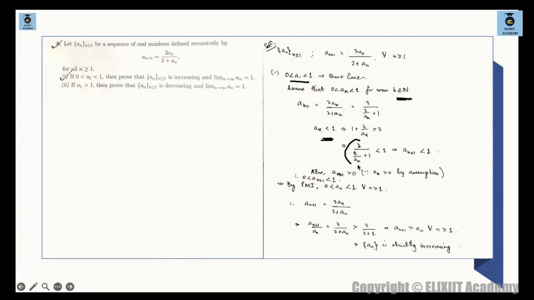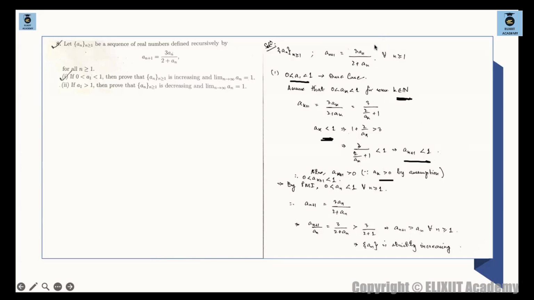And this is nothing but your AK plus 1 only from here. So AK plus 1 is also less than 1. So you're just proving that AK plus 1 is less than 1. And also AK plus 1 is positive. How do you prove that AK plus 1 is positive? AK plus 1 will be definitely positive because we have taken AK to be positive.